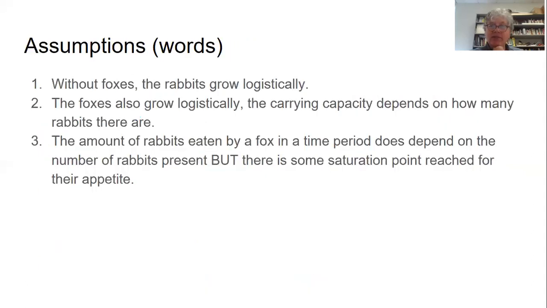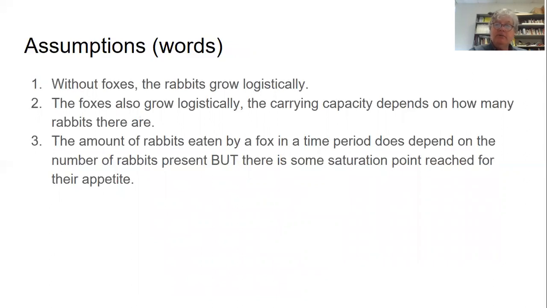So what assumptions does he make? Well, first off, he wants logistic growth. So without foxes, the rabbits grow logistically. We shouldn't even talk about the foxes without rabbits, right? Because predators need prey. If there's no prey, there's no predators. So we want the foxes also to grow logistically in the presence of rabbits. And in fact, we want the carrying capacity somehow to depend upon the rabbit population.